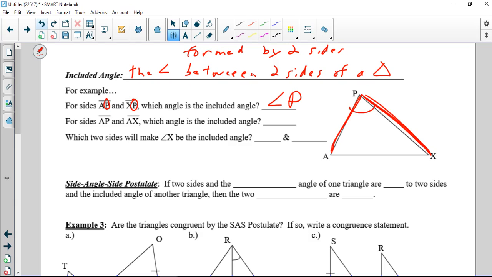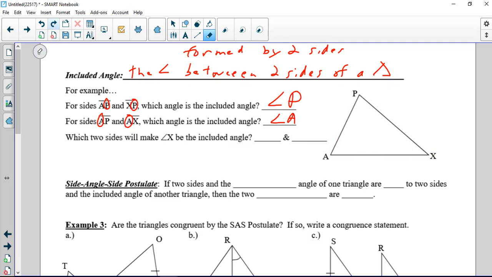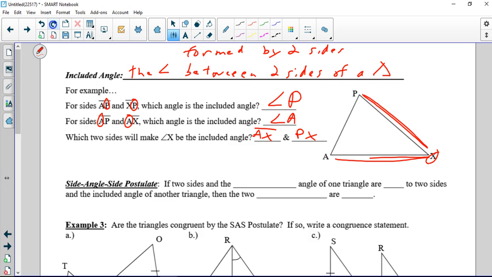Okay? For AP and AX, you don't even need a picture. That's the one I started to do incorrectly before. Here's AP, here's AX, where they share, right there. Now, which two sides will make X be the included angle? Well, we need this. So, basically, that line goes there, and that line goes there. X is formed by AX and PX.